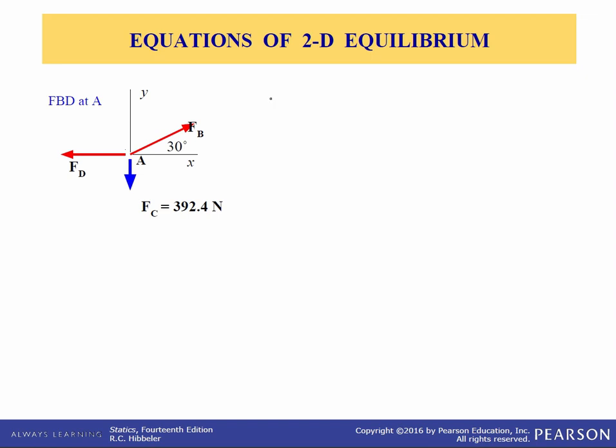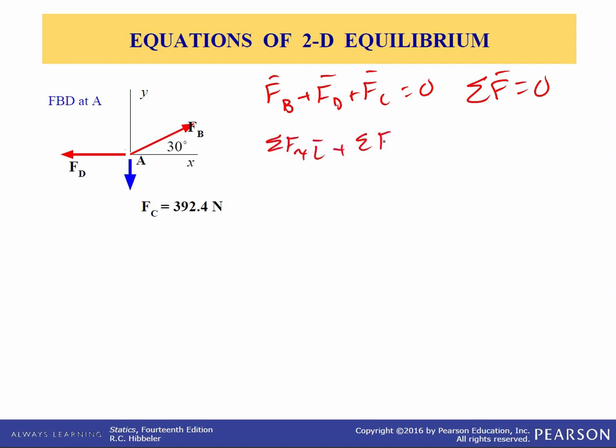So we can write that FB plus FD plus FC, those are all vectors, is equal to 0. You can also write summation of forces is equal to 0. Now if we're in Cartesian notation, it's the summation of forces in the x and the i direction plus summation of forces in the y and the j direction plus summation of forces in the z in the k direction is equal to 0. That's a vector equation.